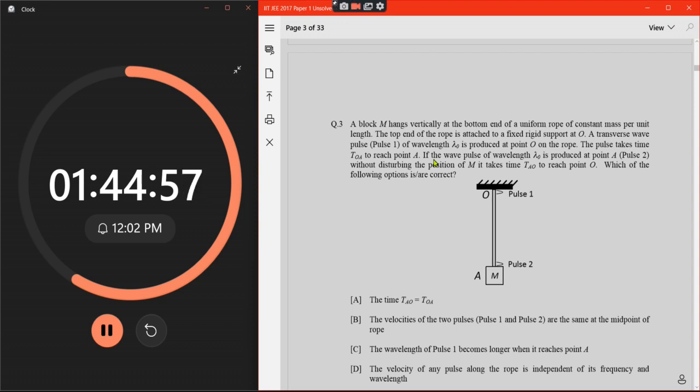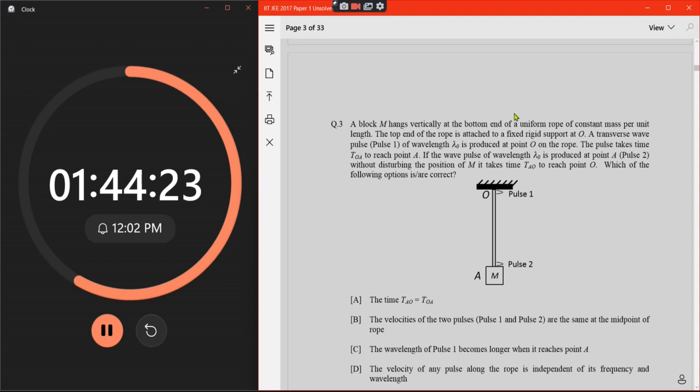Constant mass per unit length. Hangs vertically at the bottom end of a uniform rope of constant mass per unit length. Okay, whatever. Top end of the rope is attached to a fixed rigid support O. Transverse wave pulse of wavelength lambda naught is produced at point O on the rope. The pulse takes time T_OA to reach A. If the wave pulse of wavelength lambda naught is produced at point A, pulse 2, without disturbing the position of M, it takes time T_AO to reach O. Which of the following is correct?